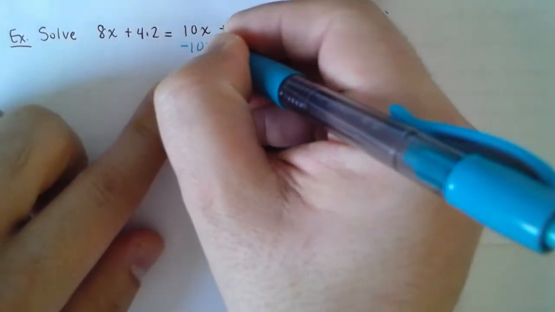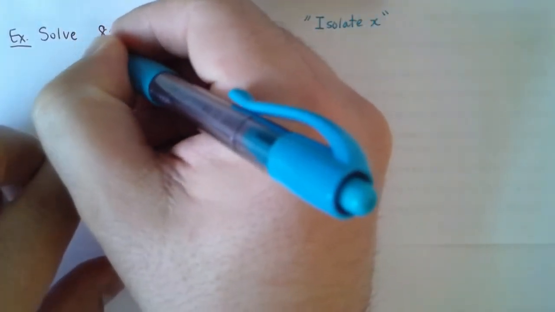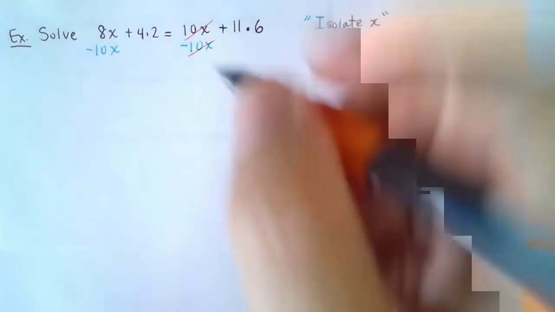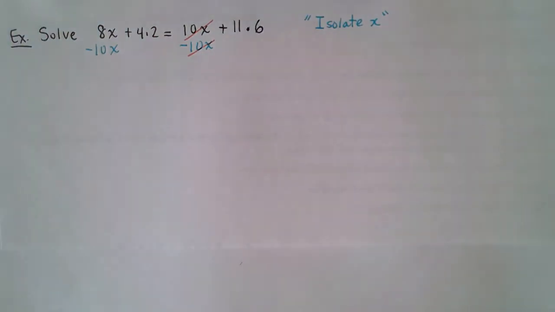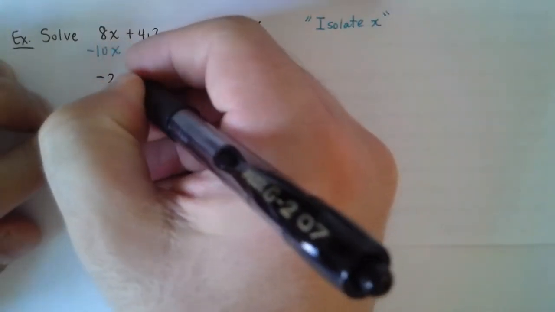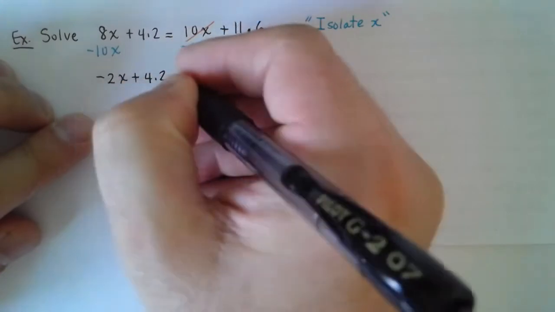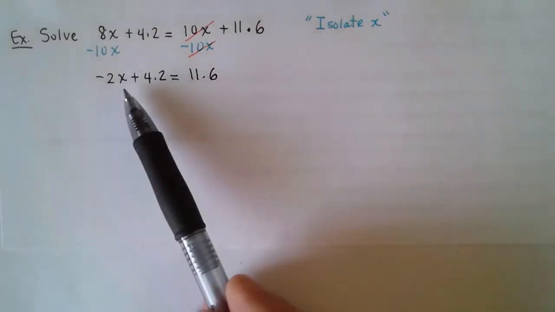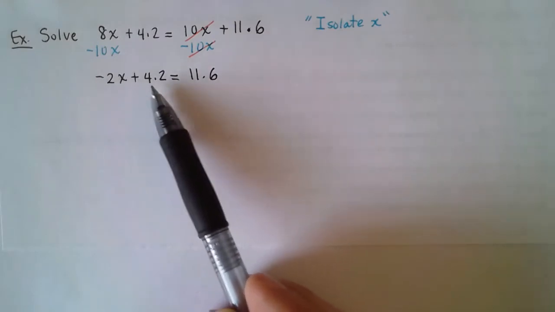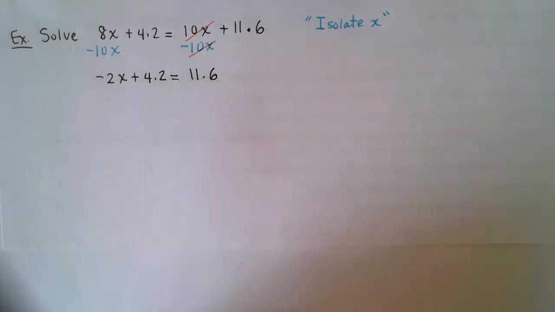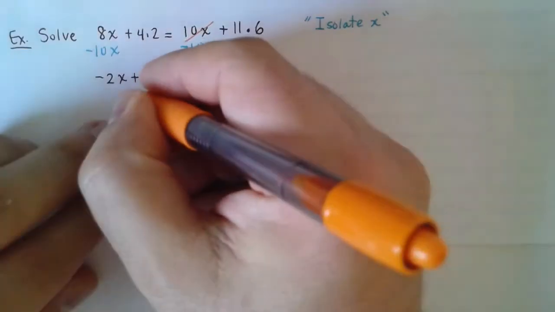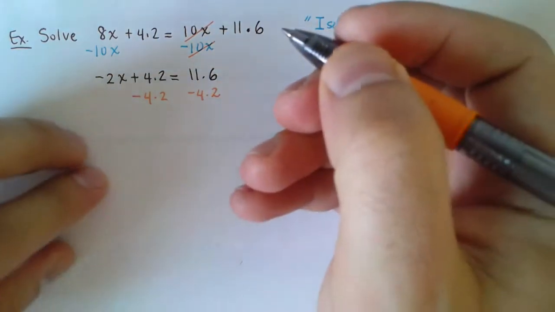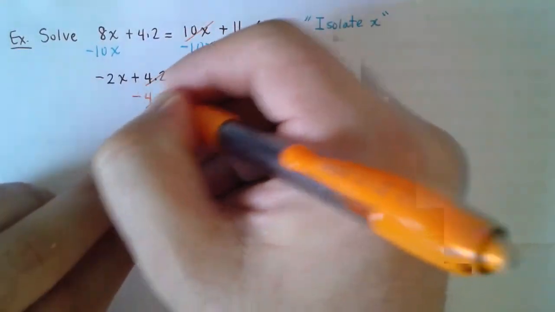So let's subtract 10x from both sides. It's really simple to just move one to the other side, because now you don't have any x's on the right side. On the left side though, I have negative 2x plus 4.2 equals 11.6. As I said, I want to isolate x, so I have an added constant 4.2. I have to remove that one. So I'm going to be subtracting 4.2 from both sides, and these two will cancel.